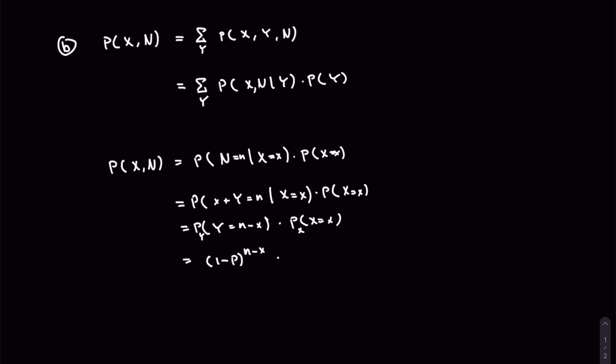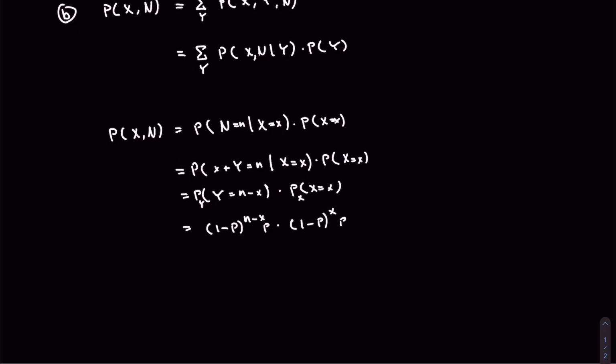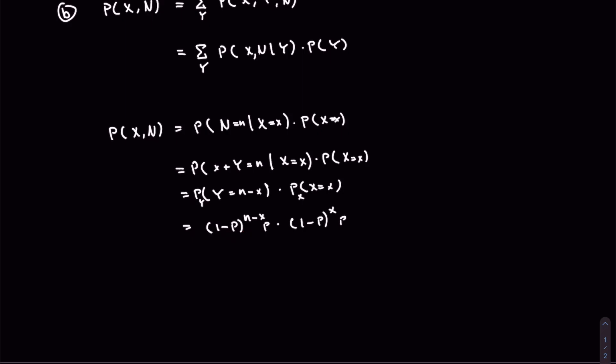times p, and 1 minus p to the x times p. And so we add these together, we end up with 1 minus p to the n, p squared, because the x's here cancel when we add it together. So that gives us the PMF of x, the joint of x and n.